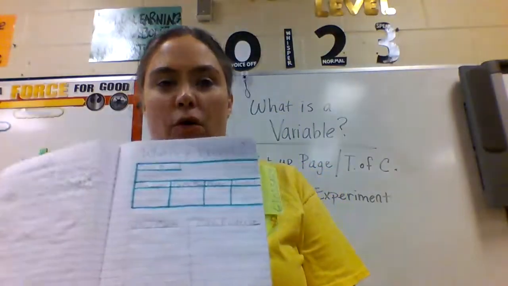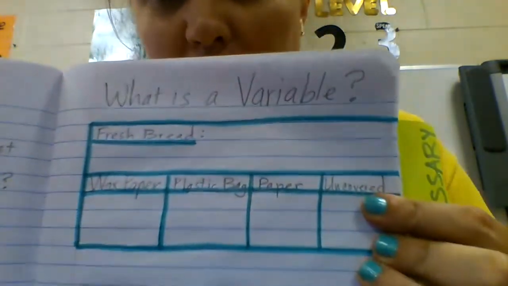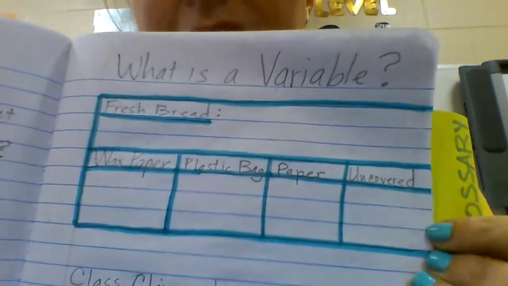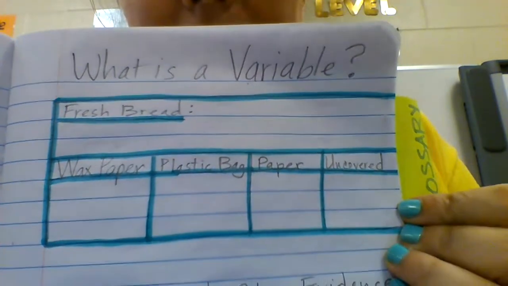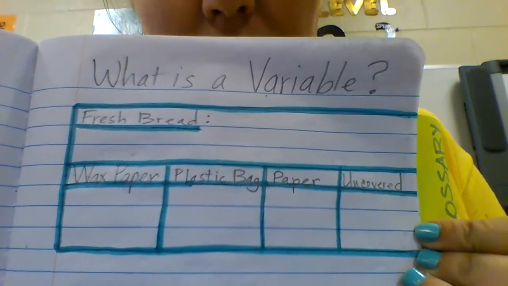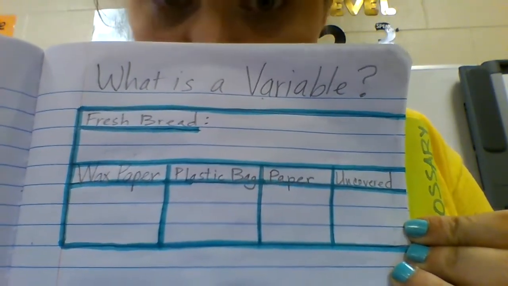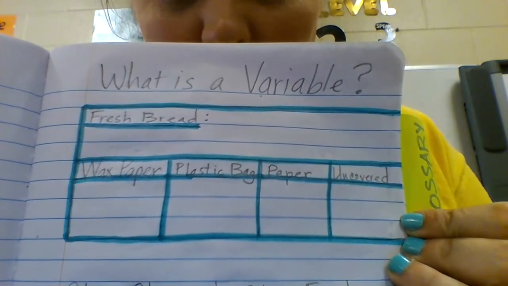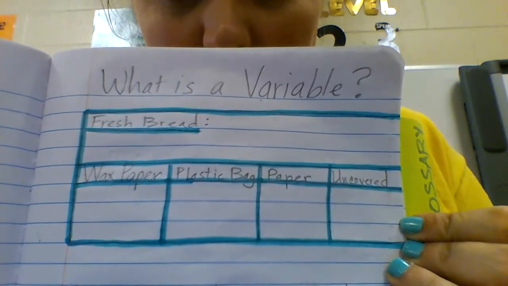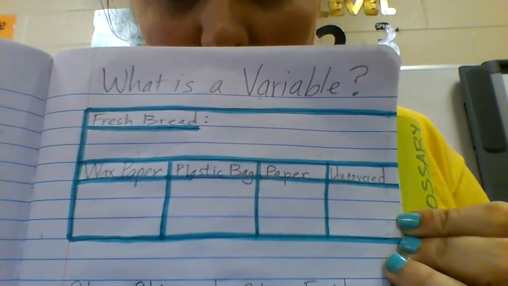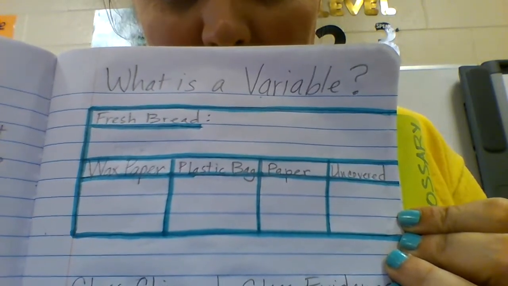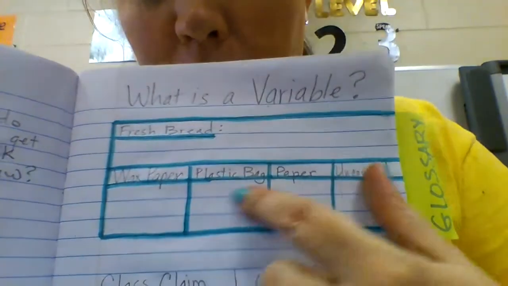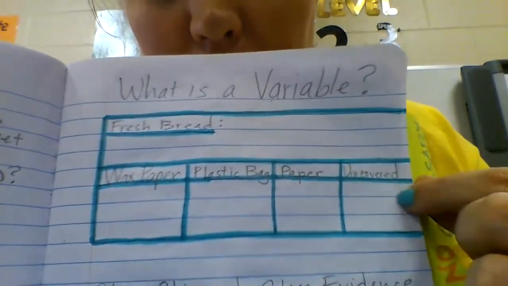All right, welcome back. Now we're going to flip to the page. What is a variable? And what I need you to do is write what is a variable here at the top. And then I need you to copy this chart down. Miss Hudson highlighted her chart in a blue highlighter, but you don't have to do that if you don't want to. It's just making it easier to see. So pause the video right here and create your what is a variable page. You've got fresh bread, wax paper, plastic bag, paper, and uncovered.